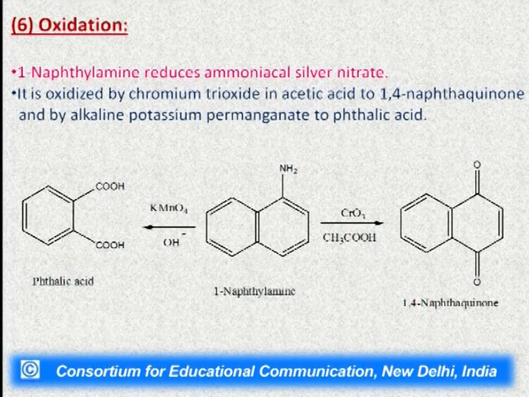Then comes the oxidation reaction of naphthylamine. Naphthylamine also reduces ammoniacal silver nitrate, and it can again undergo oxidation with chromic trioxide in acetic acid to give us 1,4-naphthaquinone. This is the 1 and this is the 4 carbon, and we are getting 1,4-naphthaquinone. While if this oxidation is carried out in the presence of potassium permanganate in alkaline medium, it will give us the phthalic acid, in which one of the benzene rings of the naphthalene nucleus is destroyed, and we are getting here the phthalic acid.